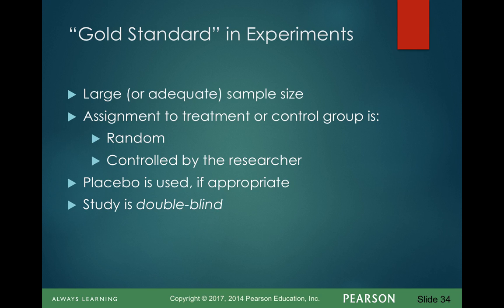So guys, the gold standard in experiments, something super important to think about when you read a paper or a journal or professional publication. First of all, look to see if it was an adequate sample size. Now, ideally, in statistics we like to have large samples, but sometimes you can't get a large sample and you're forced to deal with an adequate sample.